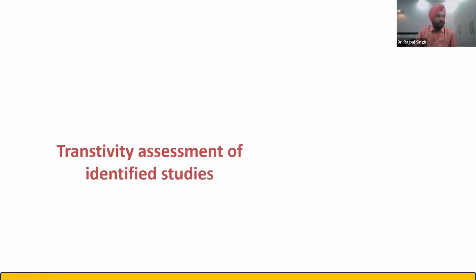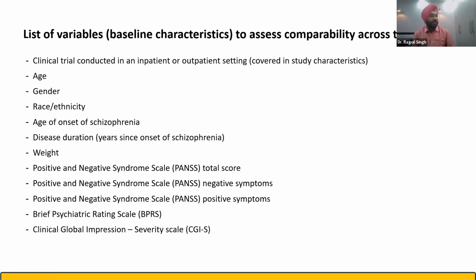Then we check for the transitivity assessment. These are the effect modifiers that we were discussing in the previous slide. As this is for schizophrenia, some of them would be specific to a disease area, but some are general ones, like whether the clinical trial was conducted on inpatients or outpatients, what is the age, what is the gender, race and ethnicity. So these are the general baseline characteristics of the patients that are enrolled in those clinical studies.